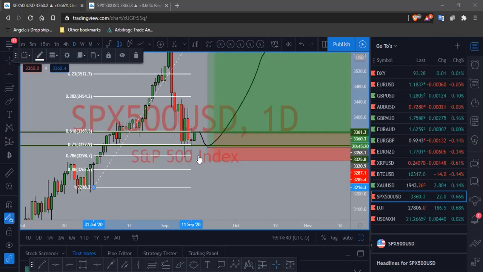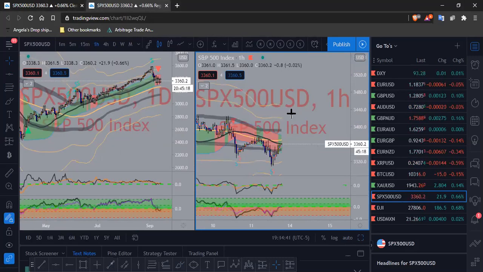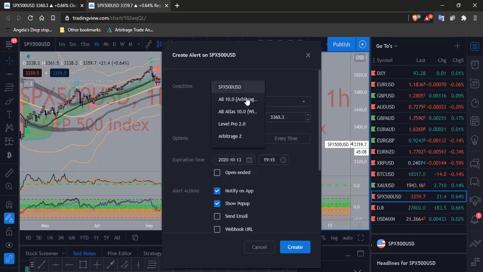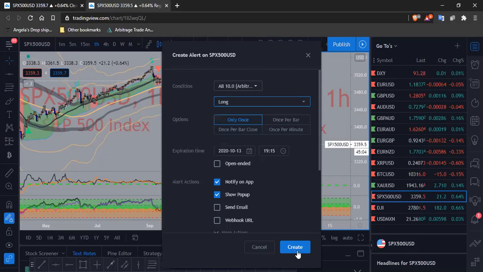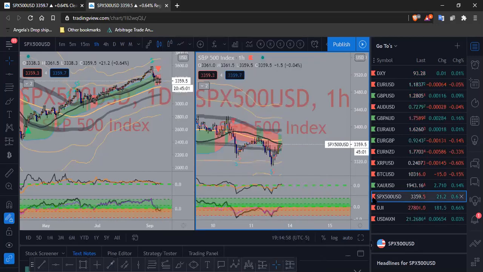But I'm going to set this alert to get me into a buy. And if I don't hear it in like the next 4 hours, then I might get out. So I'm going to put the long alert on. If I don't get that, again, like in the next how many hours, I'm just going to go ahead and get out.